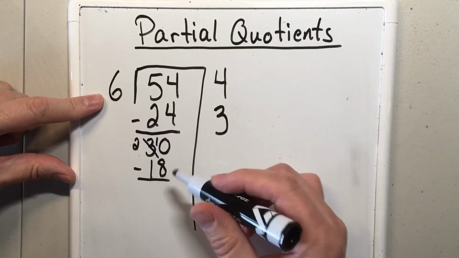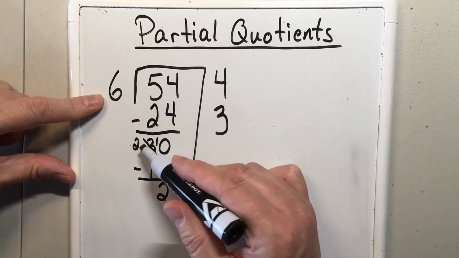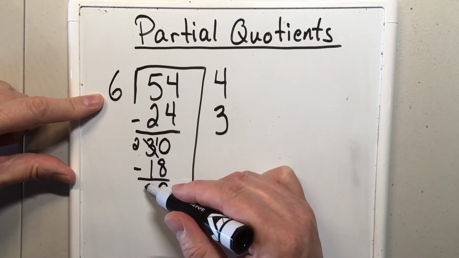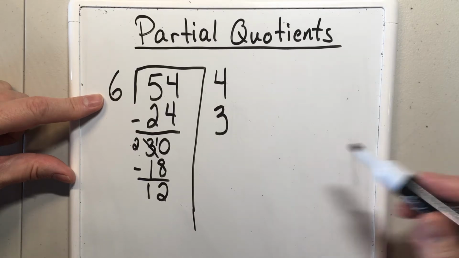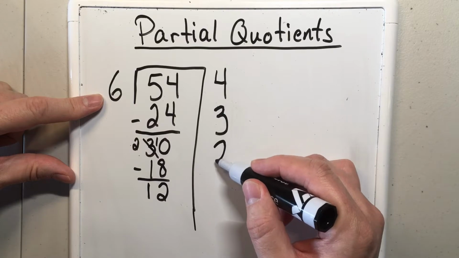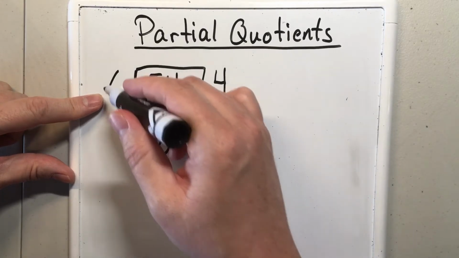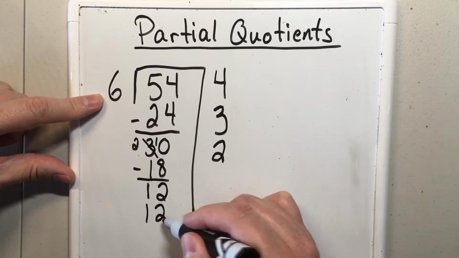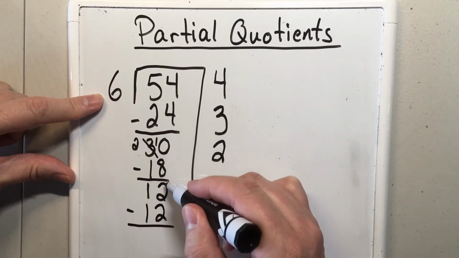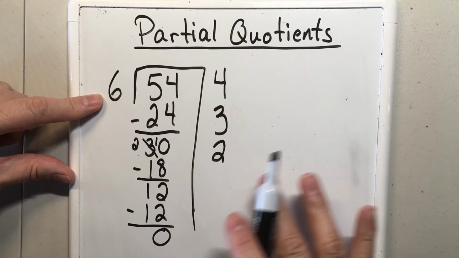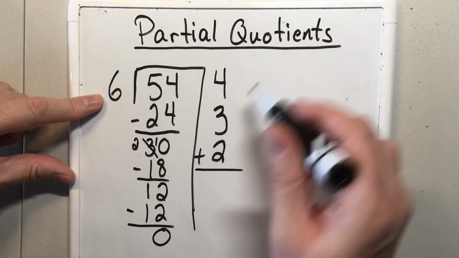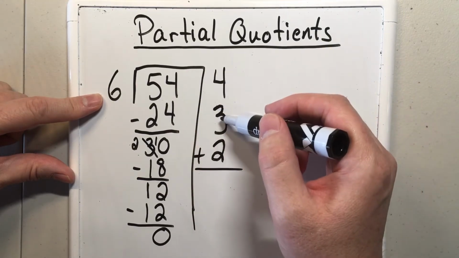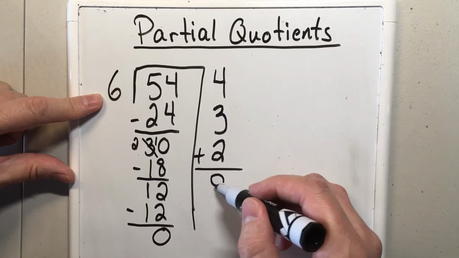10 minus 8 is 2. 20 minus 10 is 10. Now my last number here that I'm going to use is 2 times 6, which equals 12. Now I subtract it. I have no remainders. So now what I'm going to do is add all of my partial quotients here. 4 plus 3 is 7. 7 plus 2 is 9. That's my answer.